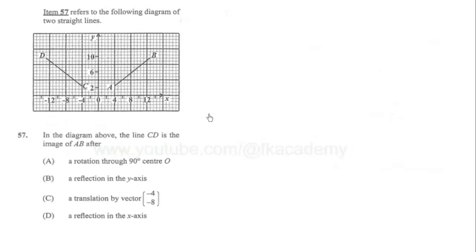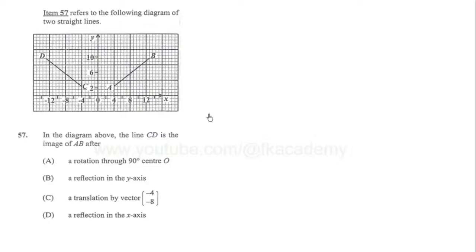Now we have this 57. Item 57 refers to the following diagram of 2 straight lines. So we can see that for this straight line, the distance from A to line x equals 0, which is the y-axis, is the same as the distance from C to the y-axis. The same thing applies here: the distance from B to the y-axis is the same as the distance from D to the y-axis. We can see that after this 1, 2, 3, there's 1 unit beyond, also 1, 2, 3, 1 unit beyond. So we can see that this is a reflection in the y-axis. So the correct choice is option D. Now option B, the reflection in the y-axis.